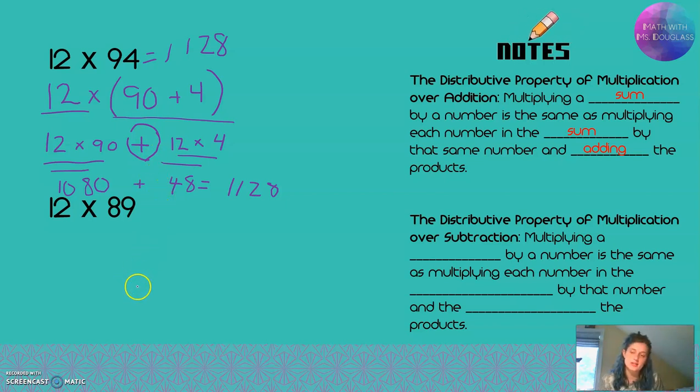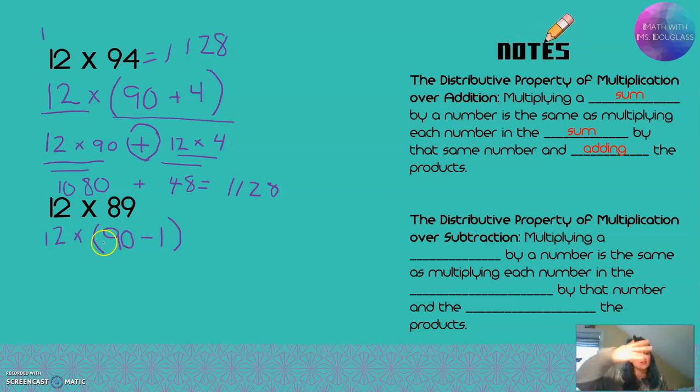Now what about this 12 times 89? Still comfortable with my 12s tables? 89? No. I could do it the same way. I could say 12 times 80 plus 9. Or I can say, instead of using adding, let's do 12 times 90. Okay, what does 90 have to do with 89? 90 minus 1, that's 89. Same idea. I'm going to distribute, or give out equally to everyone, that times 12. So everybody inside my parentheses gets a times 12.